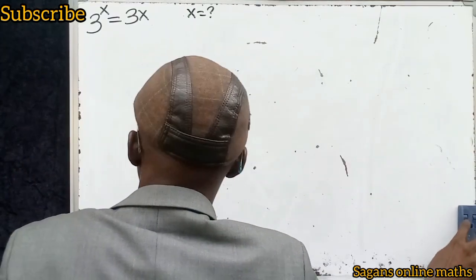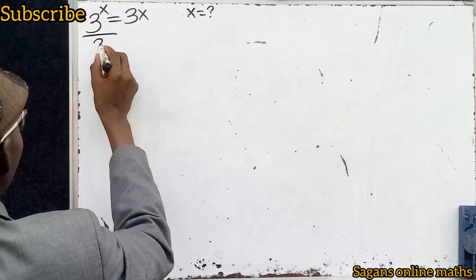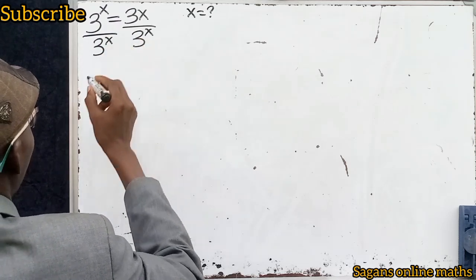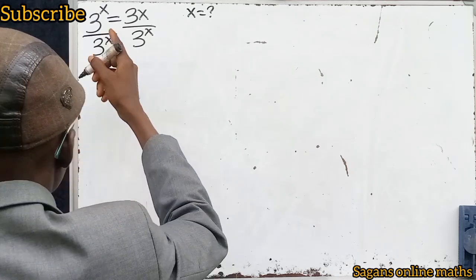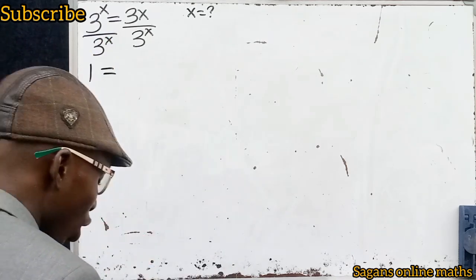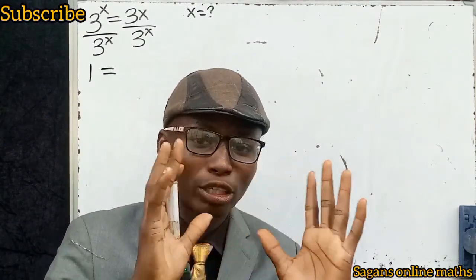Now what you are going to do here is divide both sides by 3 to the power of x. That's our first step. And divide here by 3 to the power of x. Now 3 to the power of x divided by 3 to the power of x gives us 1, equals to... Now by one of the properties of indices, we can do something very beautiful and interesting.